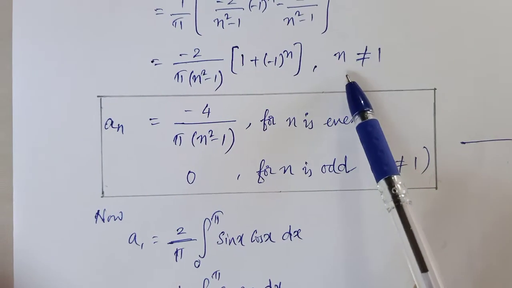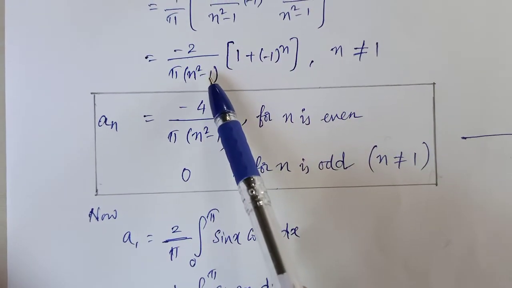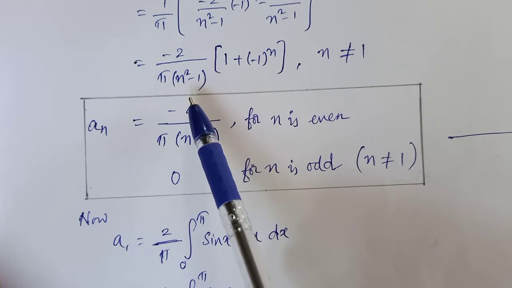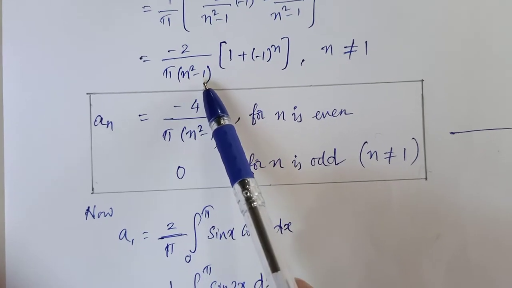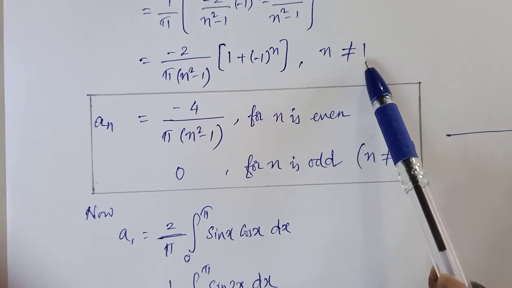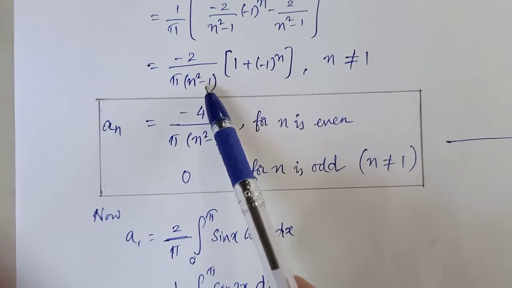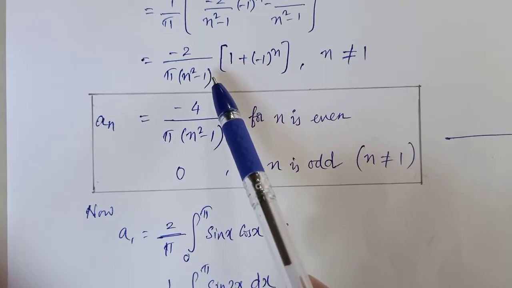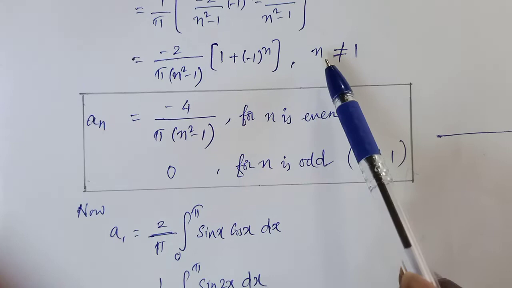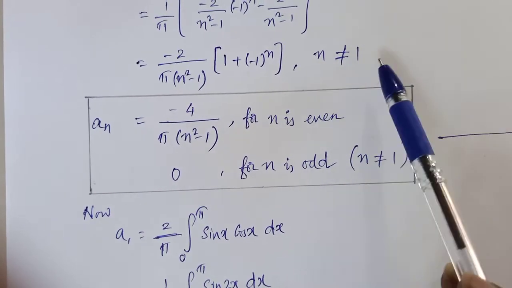So that means for n not equal to 1. Whenever, as I told you, in the trigonometric functions in any interval, if we get the denominator n square minus 1 like this, so for n not equal to 1. For n equal to 1, the denominator will become 0. That means the value doesn't exist. So this expansion we can take for n not equal to 1, or the remaining values of n.